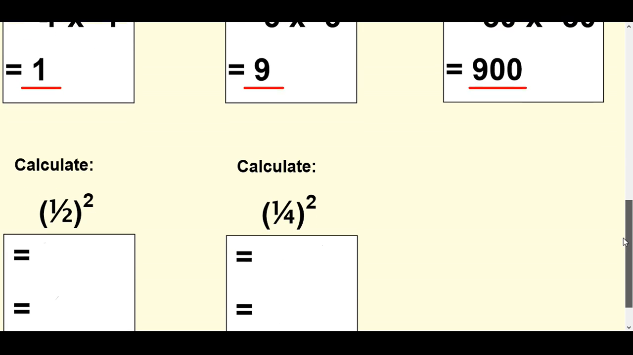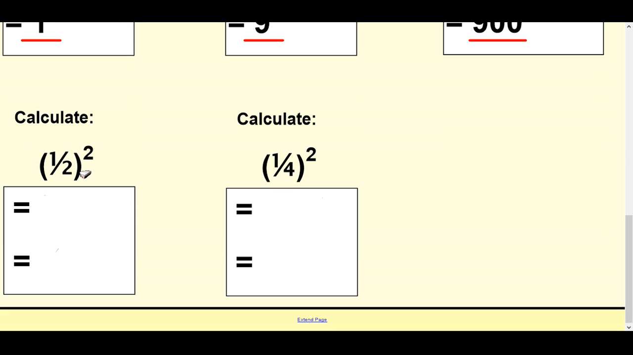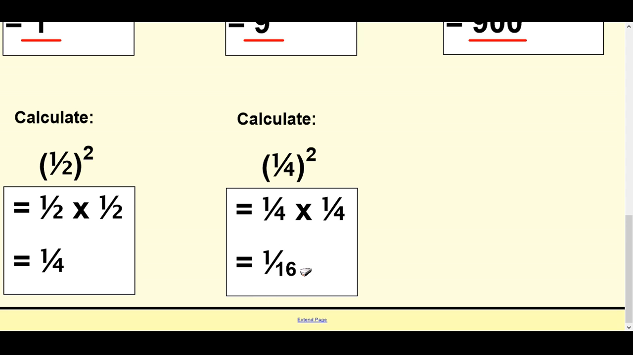If you're asked to do it with fractions, it's very similar. You're multiplying the fraction by itself, so a half squared is a half times a half. When we do this, you do the top numbers multiplied, so 1 times 1, and the bottom numbers multiplied. So square the top number, square the bottom number, so that's 1 over 4. Same idea, a quarter times a quarter, square the top numbers, 1 times 1, square the bottom numbers, so that's 1 over 16.